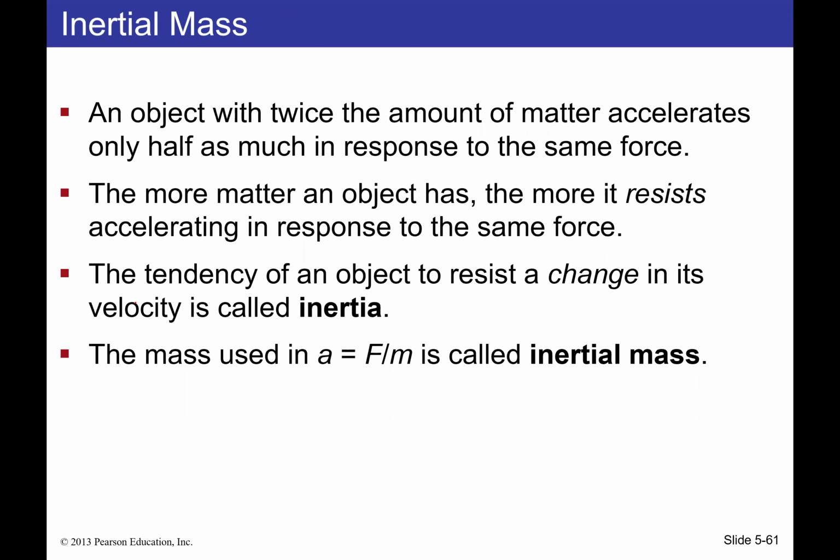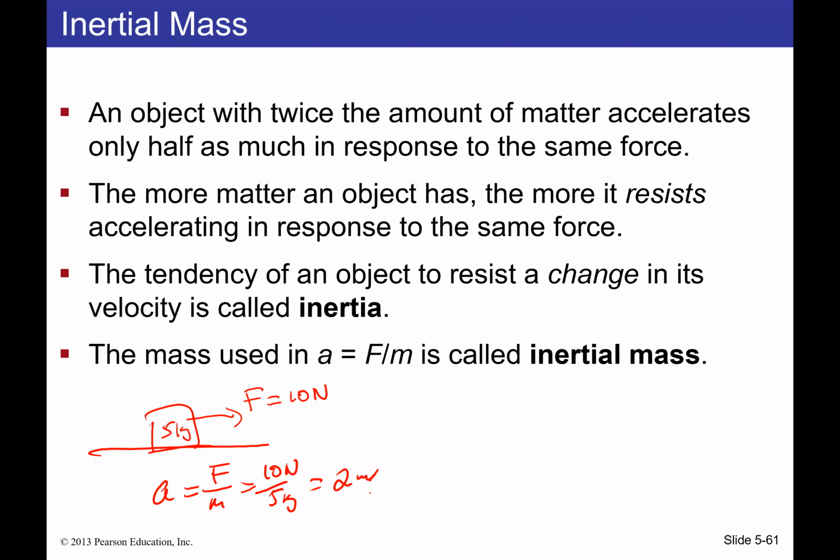All right, so there are technically 2 types of masses. So there's a mass related to what we call inertia. An object with twice the amount of matter accelerates only half as much in response to the same force. For example, you have a box that is 5 kilograms and you apply a force of 10 newtons. Then acceleration equals force over mass. So 10 newtons over 5 kilograms, you get then 2 meters per second squared.